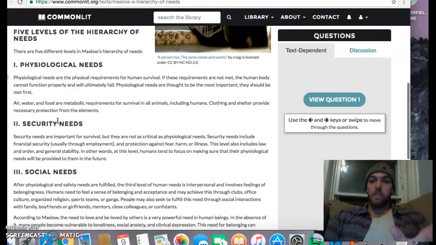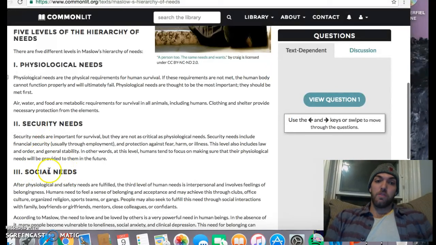The purpose of these section headings is they clue us in, or they give us a tip as to what the central idea of that small section is going to be. So we know if this section says security needs, everything in this section is going to be related to security needs. If this talks about social needs, it's all going to talk about social needs.